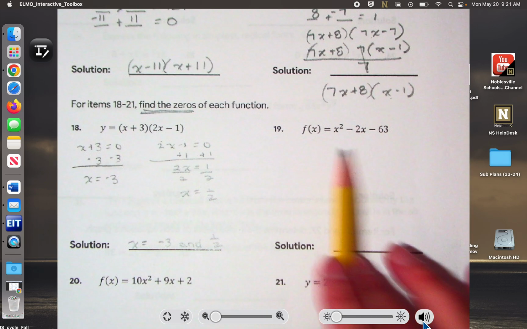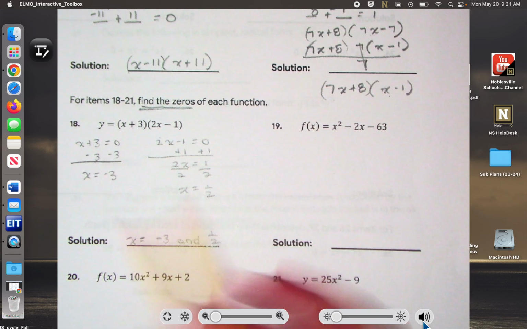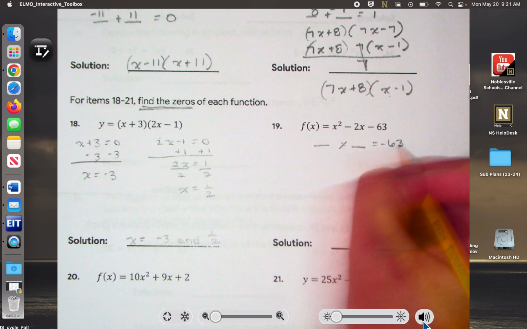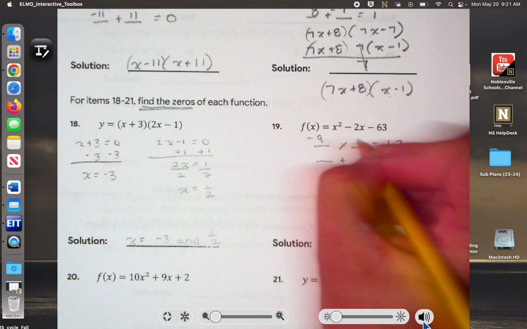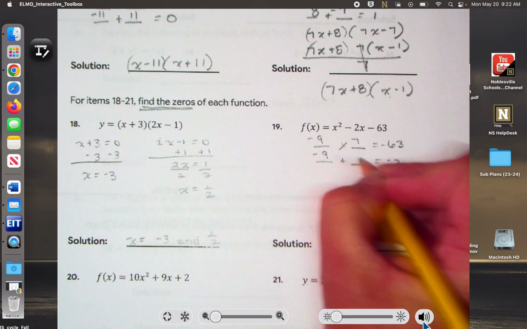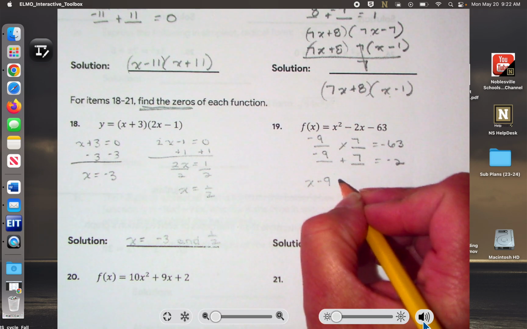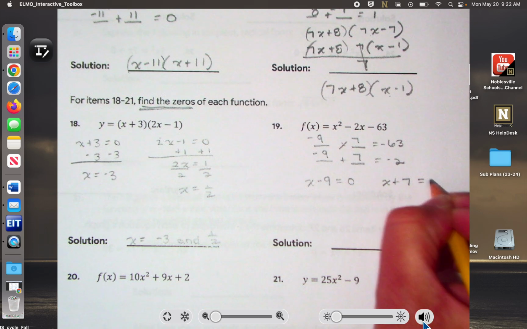Okay, this one is not factored for us, so first we have to factor it and then do this same process. So what times what equals negative 63? What plus what equals negative 2? So you get negative 9 and 7. So we have x minus 9, and then we would set that equal to 0, and x plus 7, and set that equal to 0.